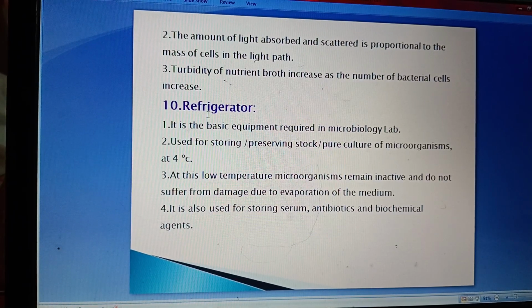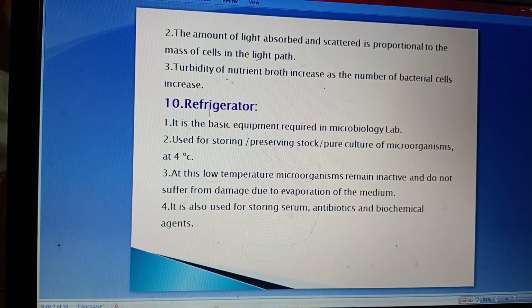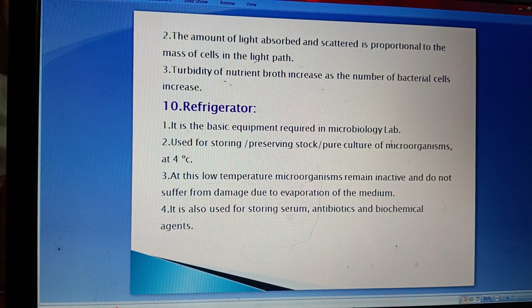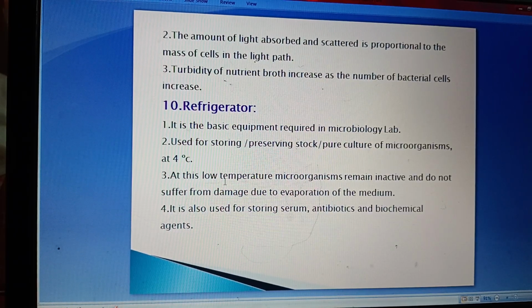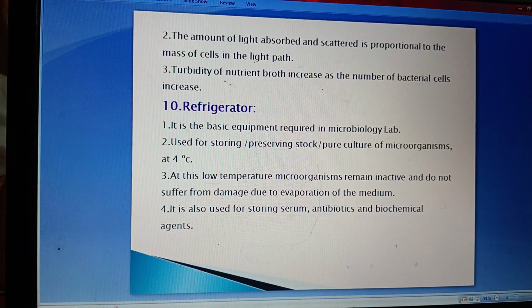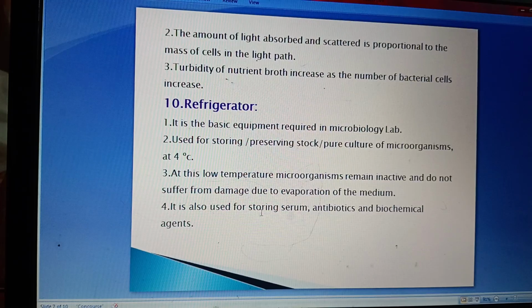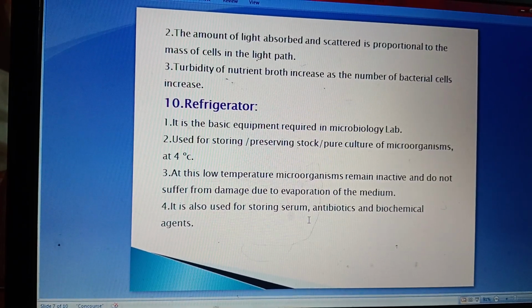refrigerator, that is fridge, very important in every lab. It is the basic equipment required in microbiology lab, used for storing, preserving stock, pure culture of microorganisms at 4 degrees Celsius. At this low temperature, microorganisms remain inactive and do not suffer from damage due to evaporation of the medium. It is also used for storing serum, antibiotics, and biochemical agents.